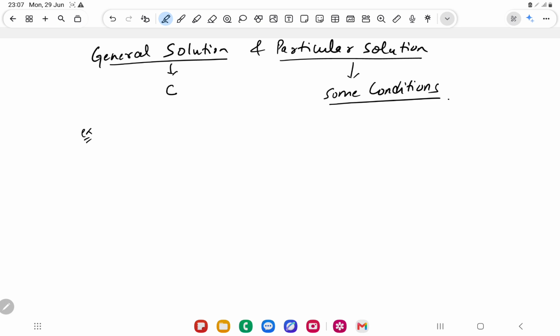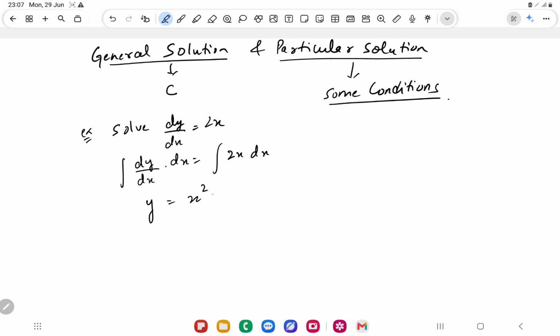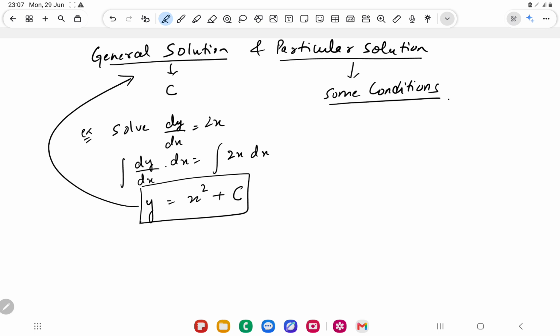Now for example, if I say solve dy by dx equals to 2x, how will you solve? First we have to remove dy by dx, so I will integrate both sides with respect to x. Integration is basically anti-differentiation, so I will get y over here and here I will get x square. Since no condition is given and we are integrating, we have to add this C, so this becomes my general solution.